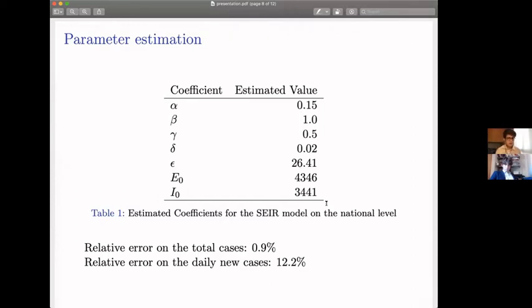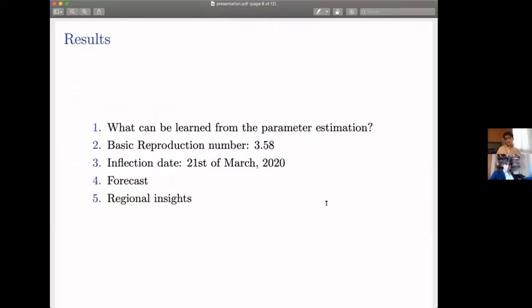Everything I'm saying now is about the national level. The model fits the data really well. The relative error on the total cases is 0.9%, which is very good. And on the daily new cases, it's 12.2%. Based on our estimates, we can say that the basic reproduction number of the illness at the beginning was 3.58, which is quite high. The inflection date has been on the 21st of March. We already found this number in our first version of the model. And for the rest of our results, I give the floor to Lorenzo, who will show us some of the graphs.